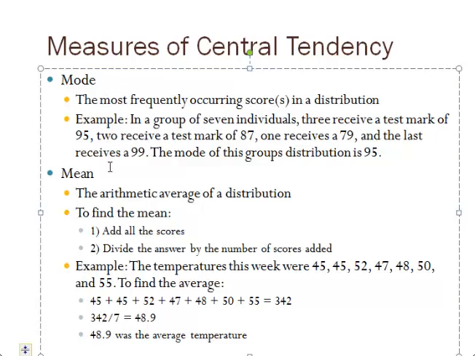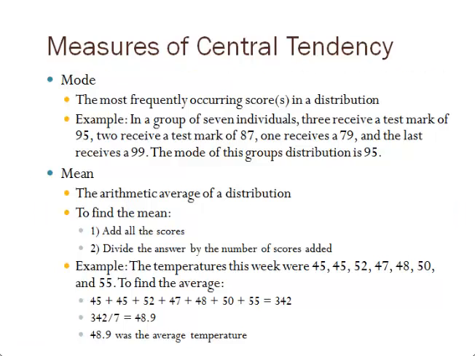Then you have a mean. A mean is the arithmetic average. Arithmetic average means you add them all up and divide by the total number of samples. If the temperatures were 45, 45, 52, 47, 48, 50, and 55, I'm recording this in February when the recent temperatures have been more like 0 and 5 and 10, so this sounds pretty nice.